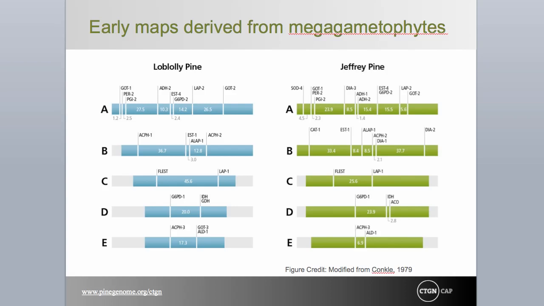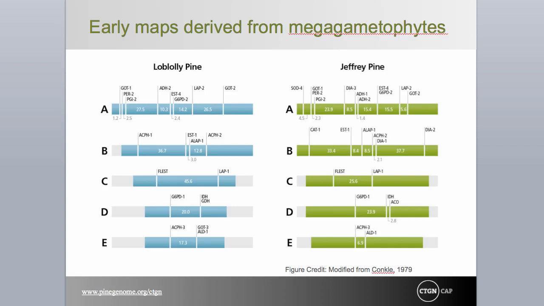Subsequent maps using similar populations were built using other marker types, like RAPDs, randomly amplified polymorphic DNA, and AFLPs, or amplified fragment length polymorphisms, both of which could be generated in large numbers, quickly and inexpensively. Map density with these markers was vastly increased, greatly improving our estimates of genome size.